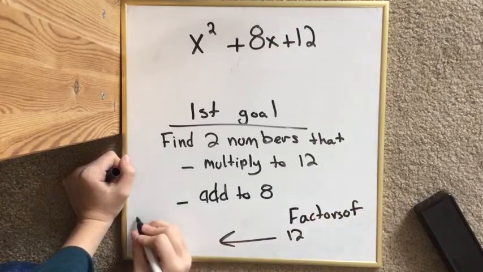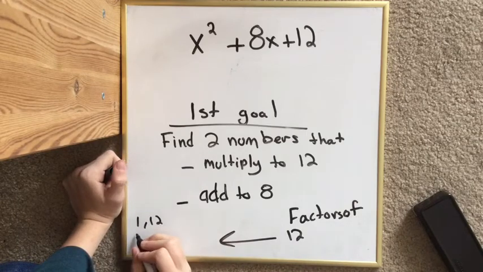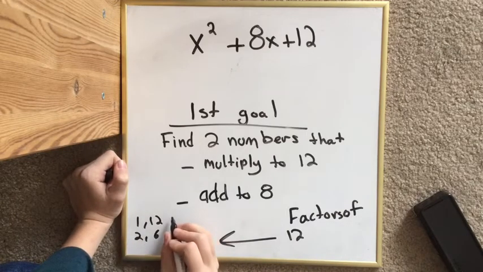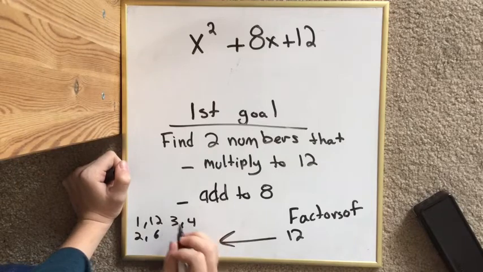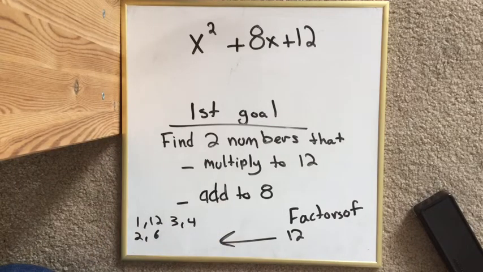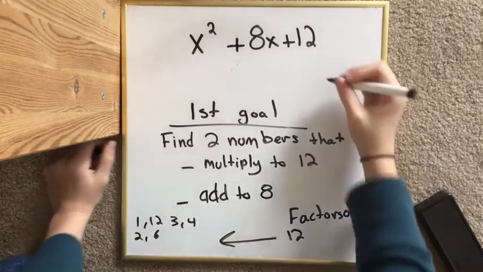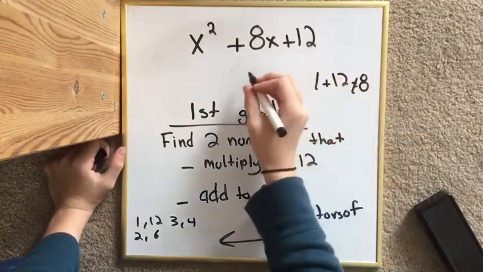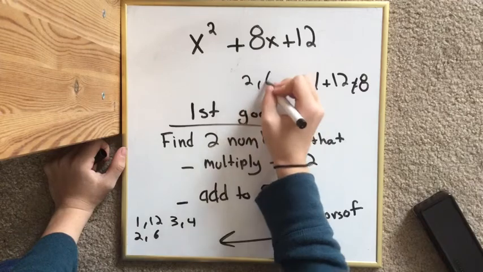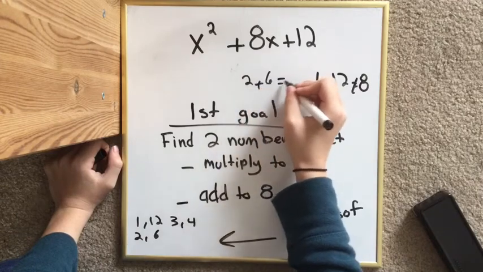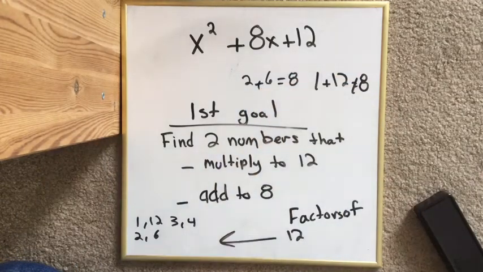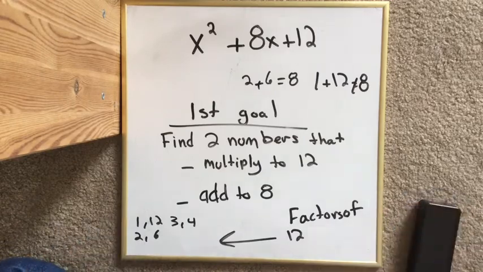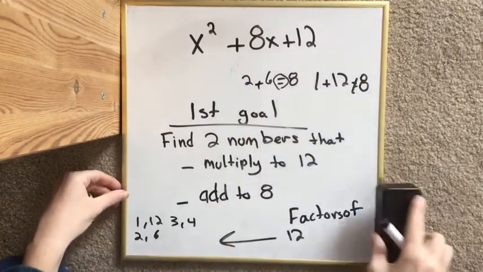Okay, so 1 times 12 is 12, 2 times 6 is 12, and 3 times 4 is 12. But which one of these adds to 8, okay? Because they have to add to 8 and multiply to 12. 1 plus 12 is not 8. 2 plus 6, though, is 8. So our numbers are 2 and 6, because it equals 8.